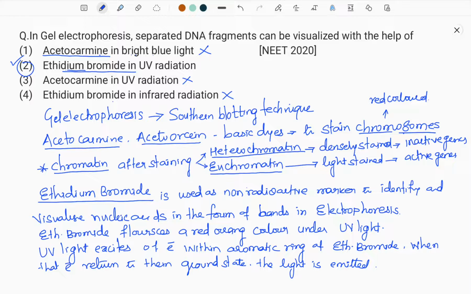The question is a straightforward question as far as my view is concerned. The only thing is that students should have an excellent comprehension of the concept of agarose electrophoresis, the Southern blotting technique, and how the DNA fragments appear. They appear as orange-red colored bands, under UV radiation, after addition of Ethidium bromide. This concept should be very clear and concrete for the student. Then only can he pick the right option.